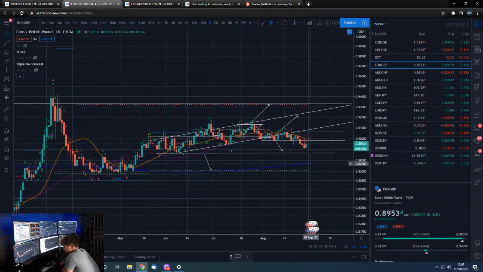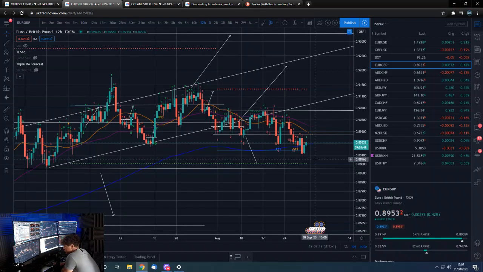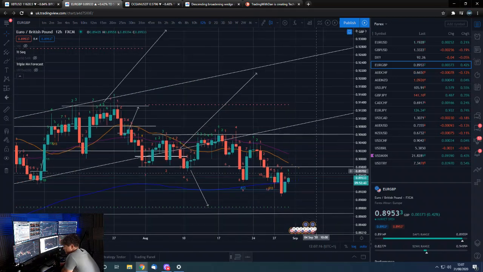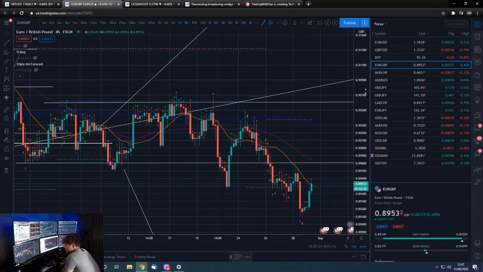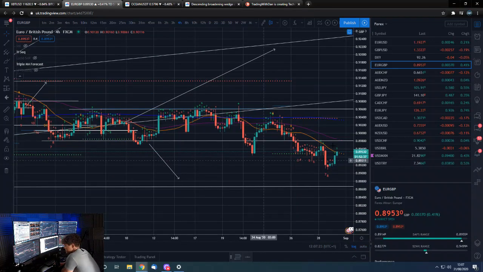If we have a look at the moving average posture, we have got the 21 crossing the 50, and realistically, I'm expecting the 200 daily to be a target. Nearly got the 9 here on the 12 hour, and as you can see on the 4 hour, not really much to read TD wise there.